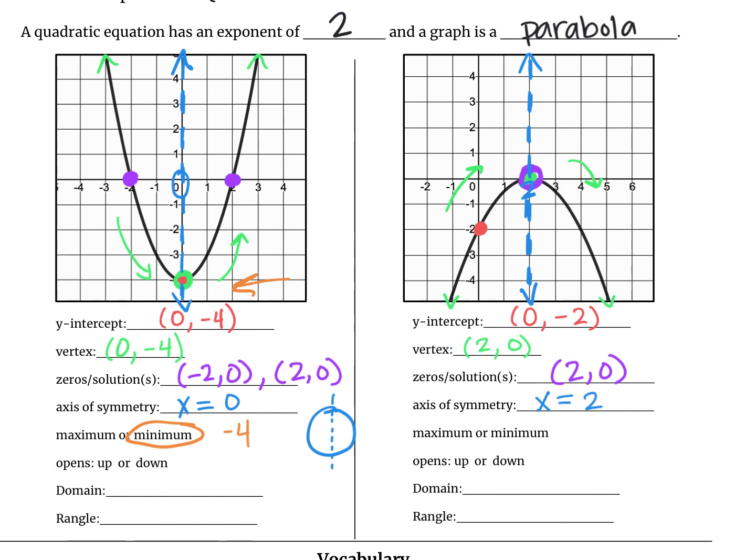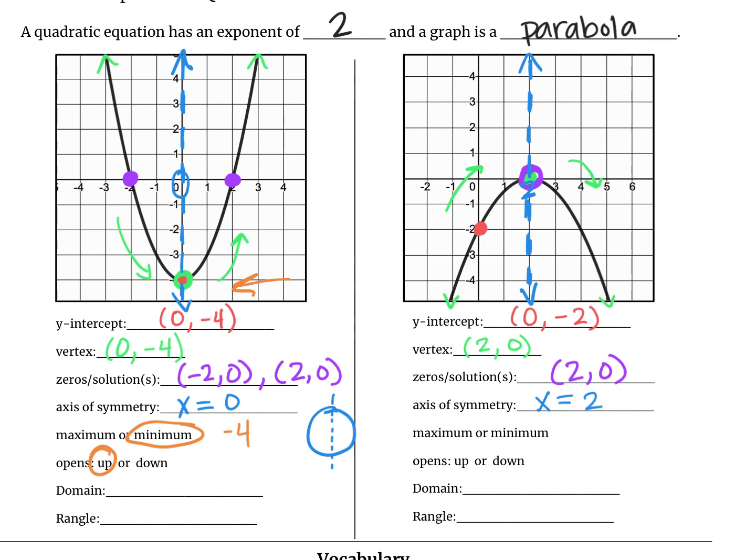All right, and then the next thing it says, does it open up or down? And this may help you when it comes to trying to decide, is it a minimum or maximum? What I like to say, is it up like a cup or down like a frown? So if I could pour water into this parabola here, into this U shape, and it holds it, that means it is up like a cup.